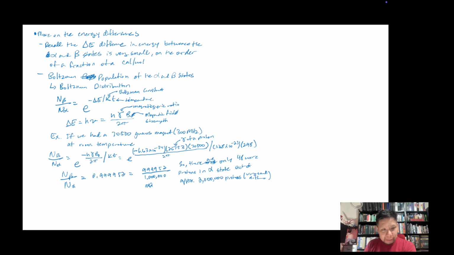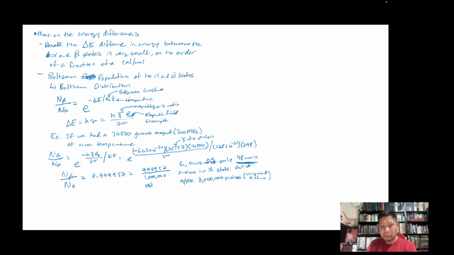The only ones that we can detect are the few that are left over here that are still in the alpha state. And in this case, with a 300 megahertz magnet, there's only 48 of them that are left over that are different. We call it the differential population, that are available for us to actually detect. And that's not very many protons out of 2 million protons. And so inherently, that's one of the reasons why NMR is so insensitive.